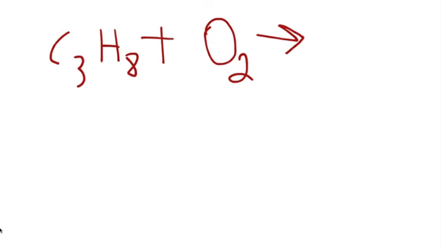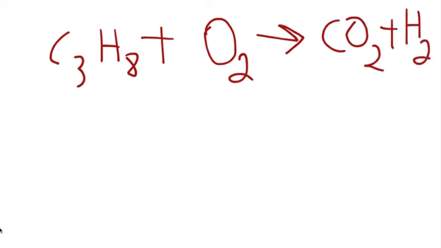This is going to produce CO2 and H2O. H2O and CO2 are always products of combustion. This is what combustion is. The thing that is being burned and the oxygen must always be on the left, and the products must always be on the right.